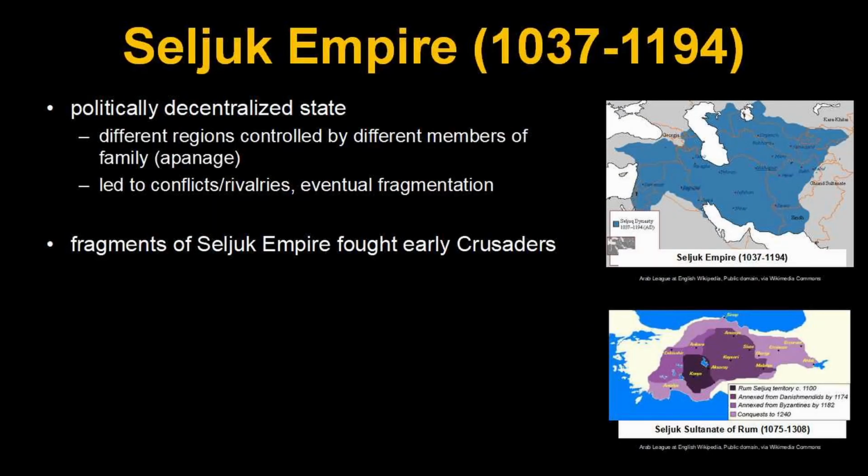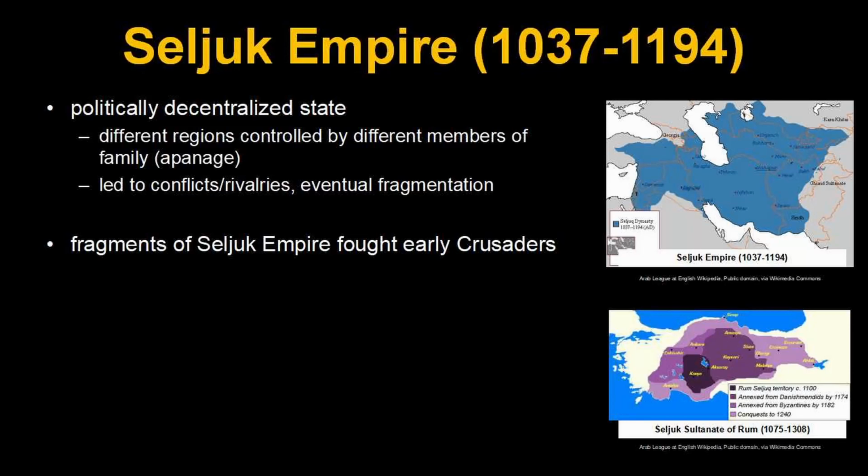The Seljuks would continue to innovate both militarily and politically. Their government was decentralized. They basically had a system where rule over different regions in their empire was divided among different family members. For a little context, it was these fragments of the Seljuk state that were involved in fighting the Crusaders in the early Crusades.